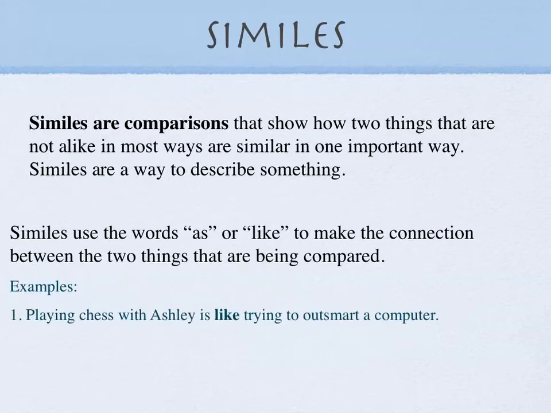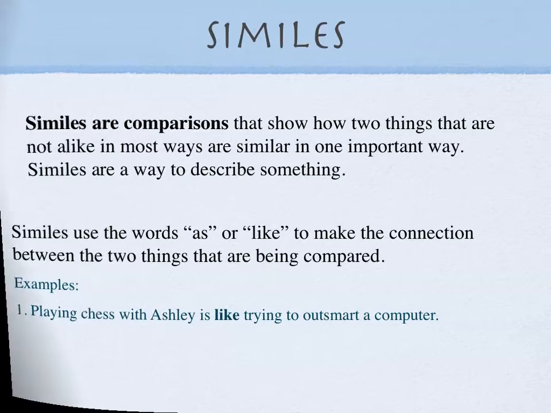For example, in the sentence, playing chess with Ashley is like trying to outsmart a computer, the word like is used to make the comparison between how it feels to play chess with Ashley and how difficult it is to outsmart a computer. Obviously, a computer would be able to play chess logically, and so therefore playing chess against Ashley would also be very difficult.